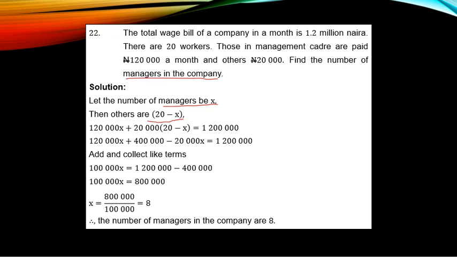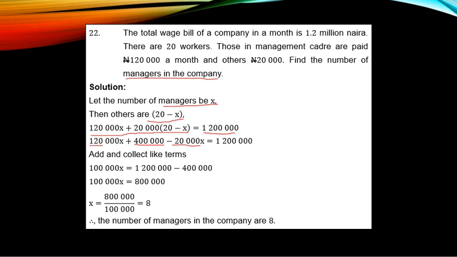So you have the sum of the managers' salary and others' salary equal to 1,200,000. Okay, so you have to open the brackets. If you open it, you have 20,000 times 20, that is 400,000. 20,000 times minus s, minus 20,000 s. So you add the like terms and collect like terms.